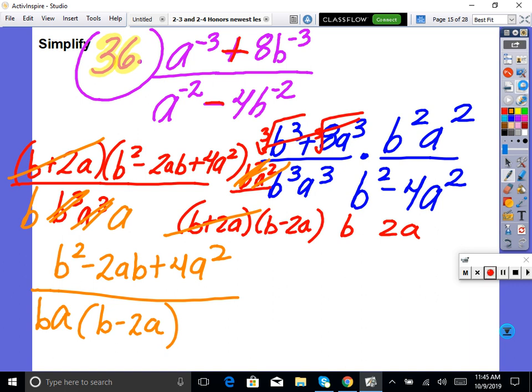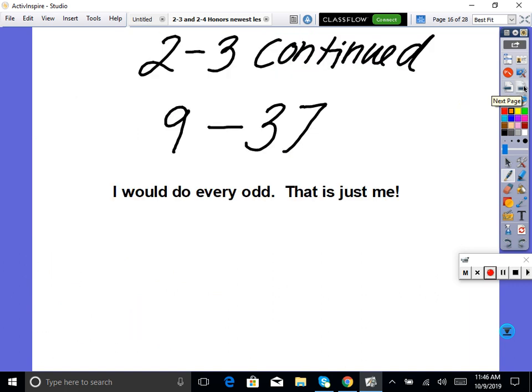So in this section, I would do every odd because I would want to practice. So on the assignment we talked about, that would be 9 through 37. I would do every single odd, but that's just me. I'd pick the hard looking ones. The more you practice, the better you're going to do on the exam. Okay, that's the end of the lesson for today. That's the extent.